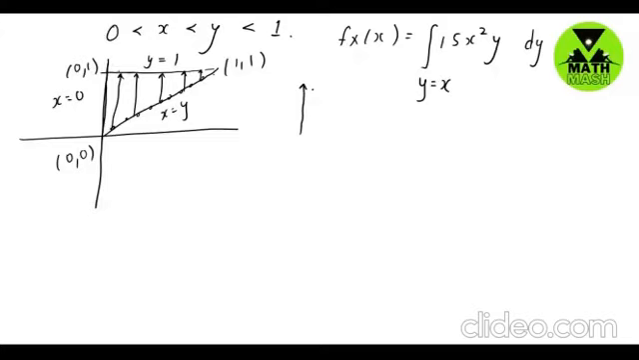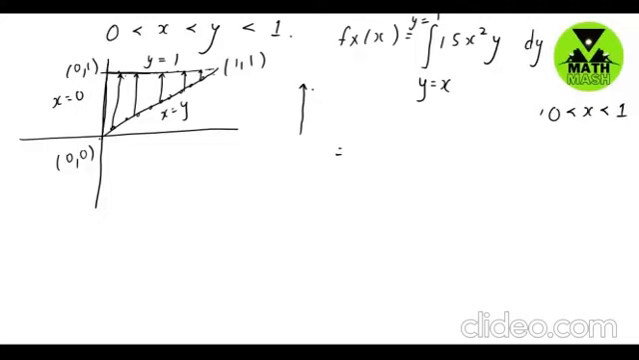And the topmost point, which line is it lying along? It is lying along the line y is equal to 1. So the limits for y are from x to 1, because along this y is equal to 1 line, whenever x is varying from 0 to 1, y is varying from x to 1. So these are the limits for y. And x is varying from 0 to 1.